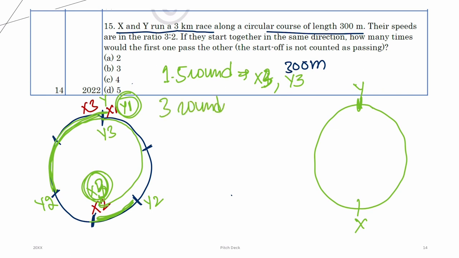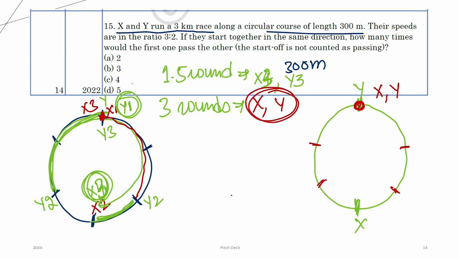After 3 rounds, what will happen? After 3 rounds, you can calculate by doing the jumps. X and y are going to meet for the first time at the starting point. You can do it if you want: y is going to make 2 jumps, x is going to make 3 jumps. So you will learn from here that x and y are going to meet for the first time after 3 rounds. You can make the jumps, and you will find that after 3 rounds, they are going to meet for the first time at the starting point, right?